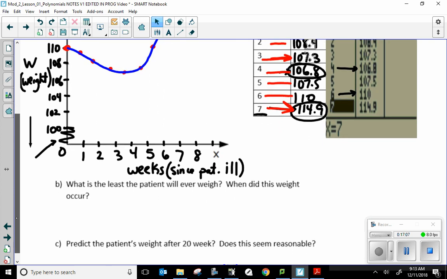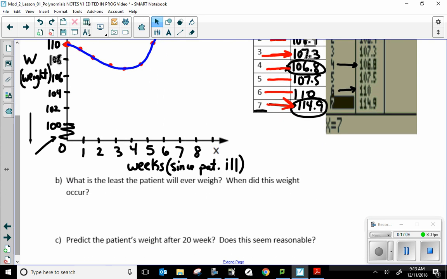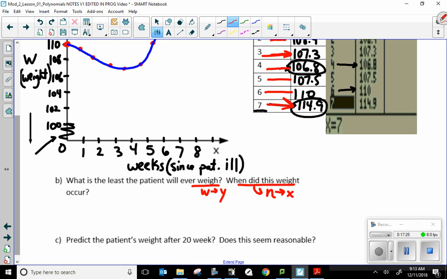I love it. What is the least the patient will ever weigh, and when did this occur? If they're asking us this, that's our W, which is our Y value. And when did this occur? What week? That's our number of weeks, which is the same as our X value. So we need a coordinate, an X and a Y, when they weigh the least. That screams minimum to me.